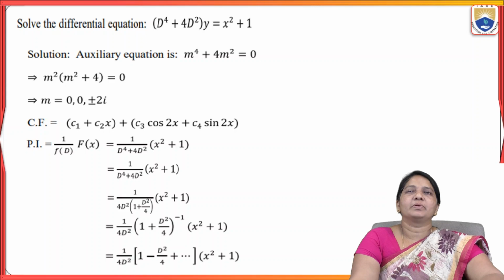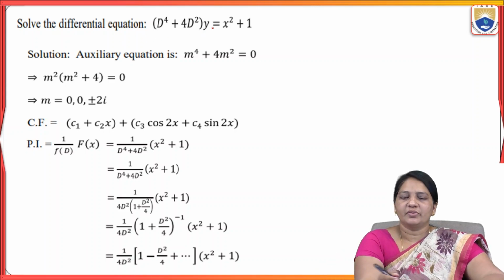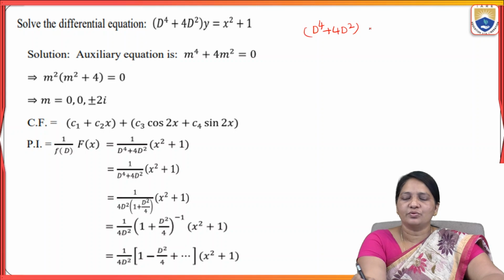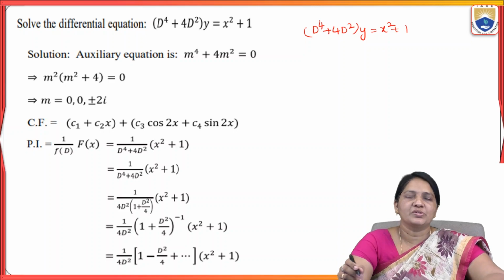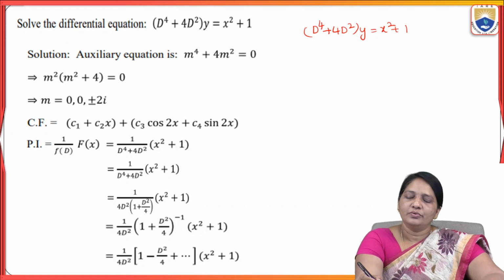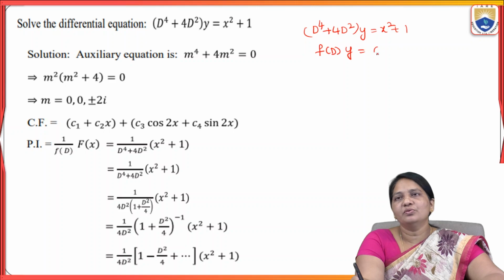See one more example here. Solve the differential equation. The differential equation is D power 4 plus 4D square, into y, is equal to x square plus 1. As usual, we are going to follow the procedure here. What is the operator form? f of D into y equals Q of x. What is the procedure we are going to follow here?